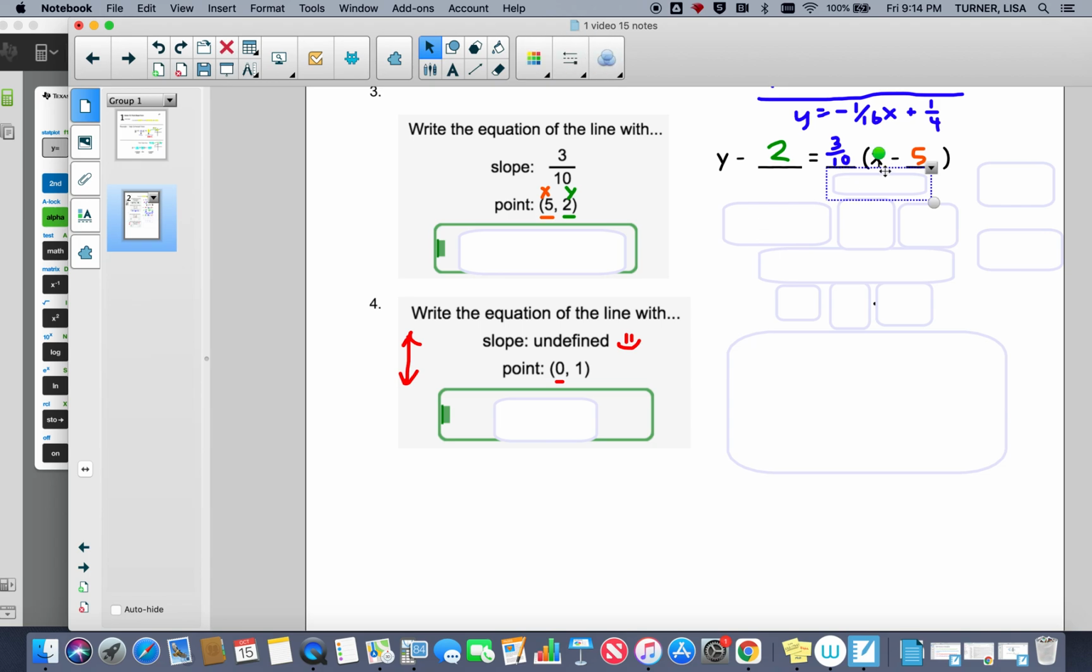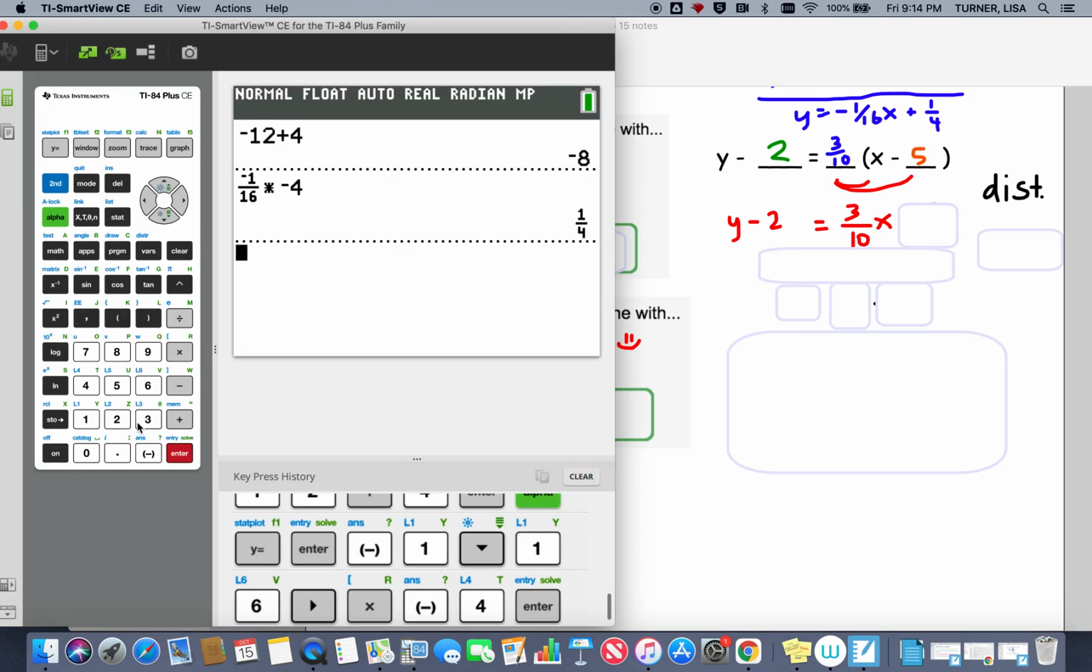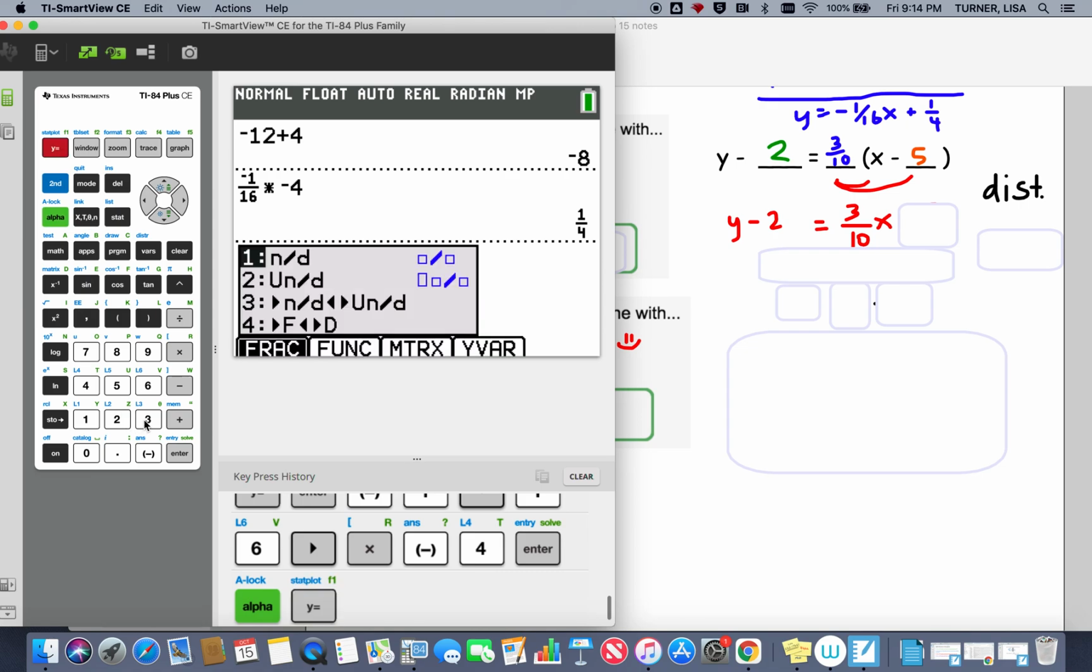I'm going to distribute. And so I'm writing myself some little notes because I'm almost done with these examples. So I distribute 3/10 times x is 3/10 x. And I brought down my y minus 2, minus 2 equals 3/10 x. And then 3/10 times negative 5. I'm going to do that in my calculator, people. It helps to practice.